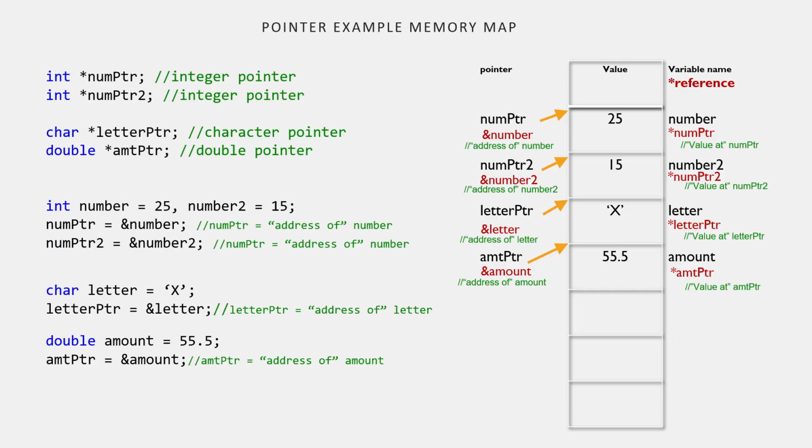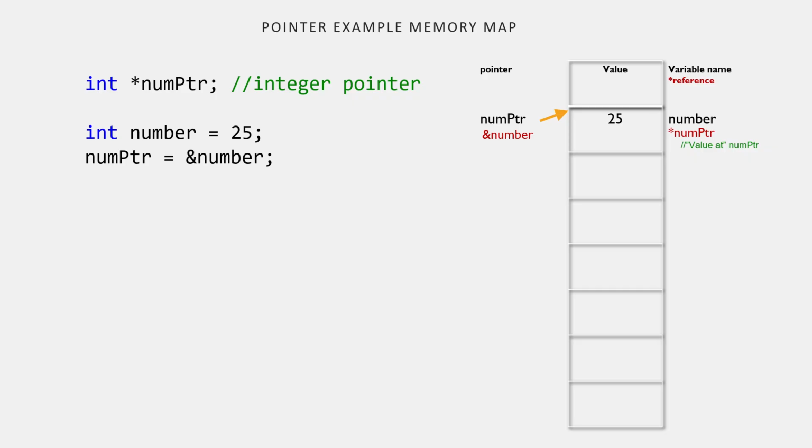Okay, so here this is just another slide that says this is the address of number and this is the value at num pointer. This is the address of letter, the value at letter pointer. All right, so now we're going to do an example in the memory map with an array.